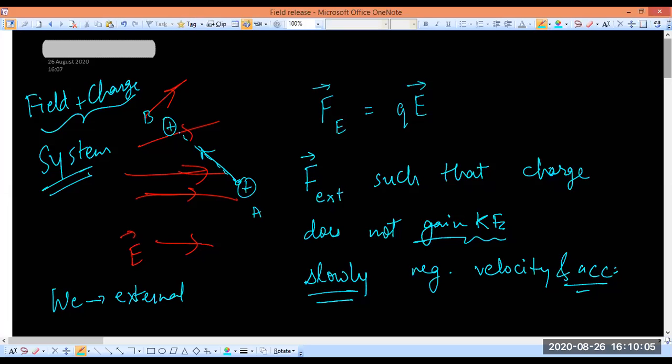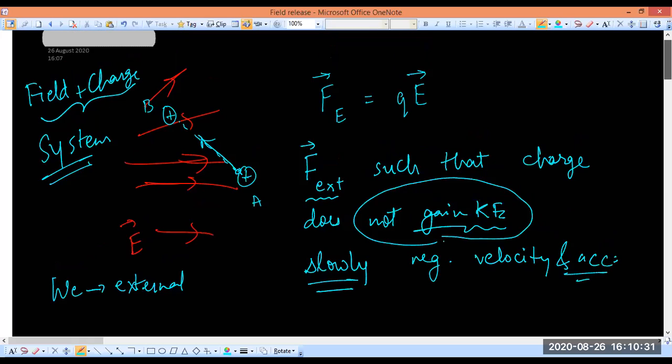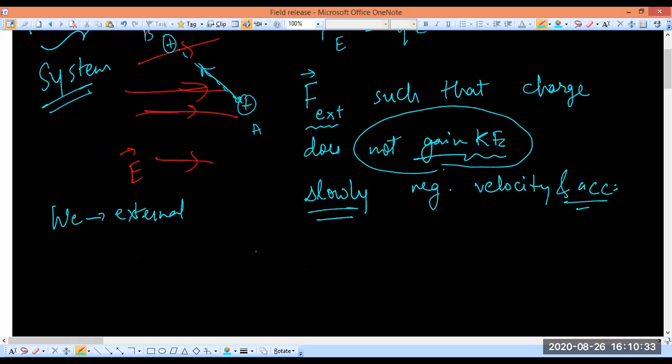So what I'm saying is that this particular charge is to move from A to B, but we don't want it to gain or increase kinetic energy, right? So we are going to apply F external such that it moves very slowly without increase in velocity or without acceleration. So that is only going to happen when? When can something have zero acceleration? If the total force on it is equal to zero, right?